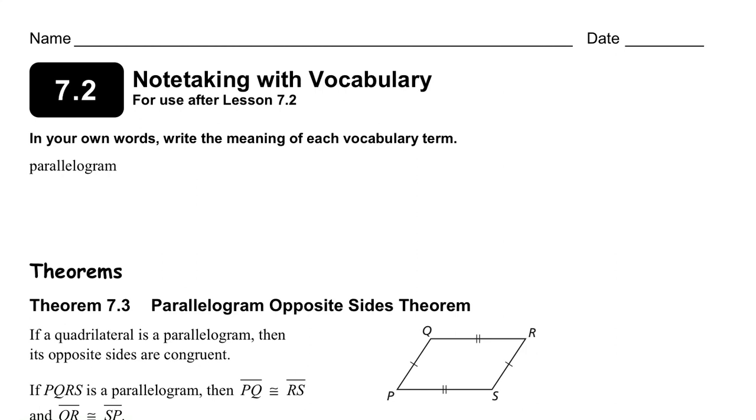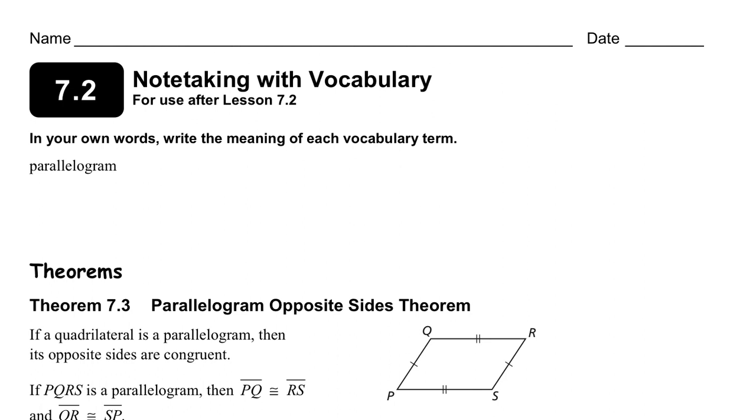We are at section 7.2 today. So 7.2 in our books, this is going to be dealing with properties of parallelograms. So let's go to page 202. And at the top, we have a vocab word, parallelogram.